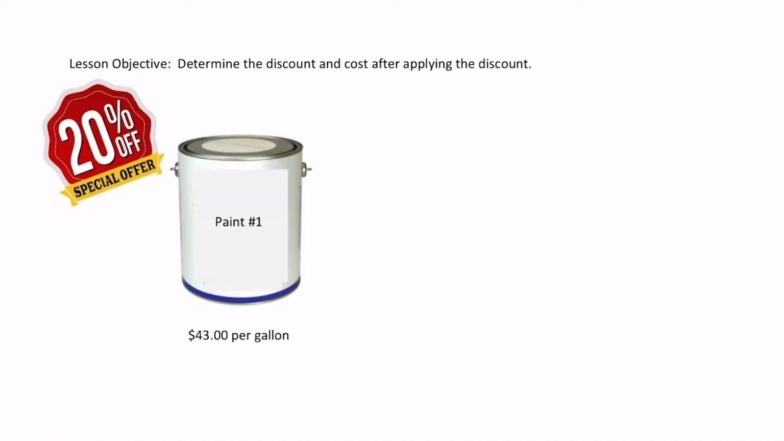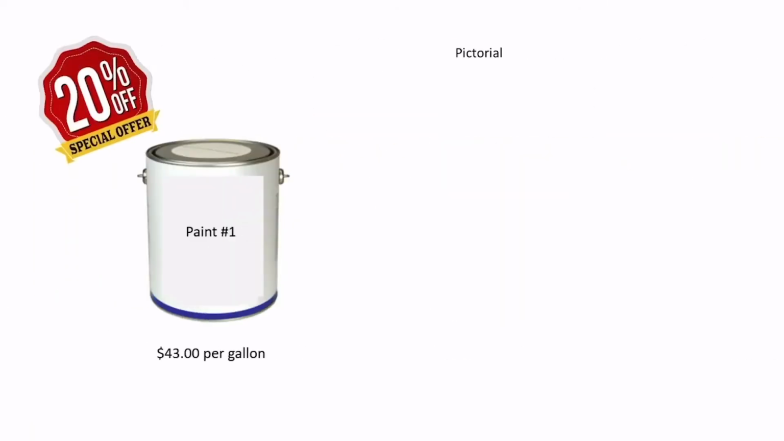Now there's a couple of different strategies we can do with this. The first strategy we're going to do is a pictorial. I'm going to show you what it looks like as a picture. We're going to determine the discount and the cost after applying the discount. We're going to talk about it in two ways. The first way is going to be pictorial. The second way is going to be abstract. Now, when we talk about pictorial, we're going to be using a tape diagram. A tape diagram is basically a large rectangle that we're going to break into pieces to represent our parts.